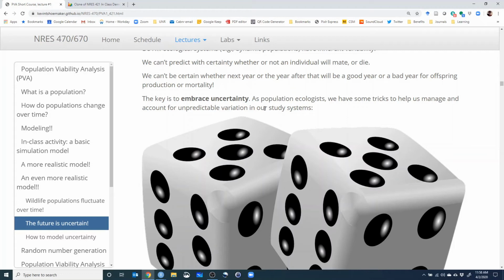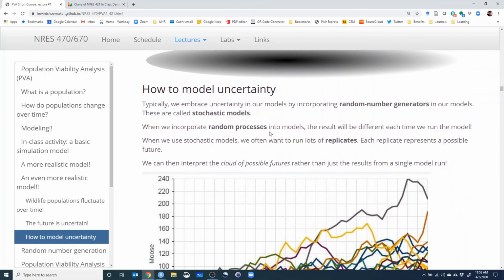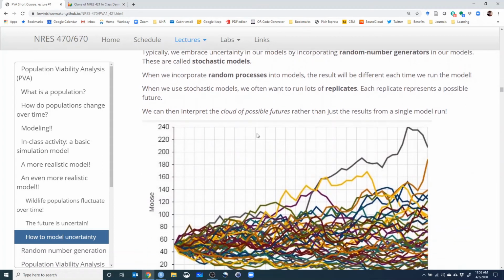As a modeler, we're trying to give answers to managers, to stakeholders. We would like to give answers, but we also want to be honest to them. And we need to acknowledge the uncertainty. We need to acknowledge that the future is unpredictable. So how do we deal with it? Well, we deal with it using stochasticity or using random number generators. So when we include at least one random number generator in our models, they are called stochastic models. They're models with random processes.